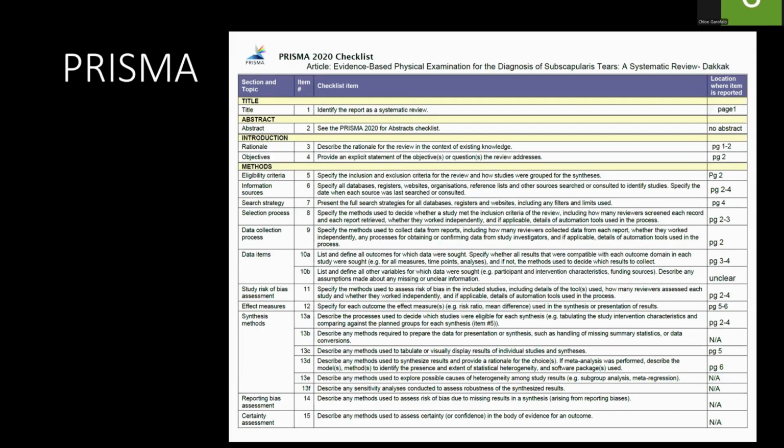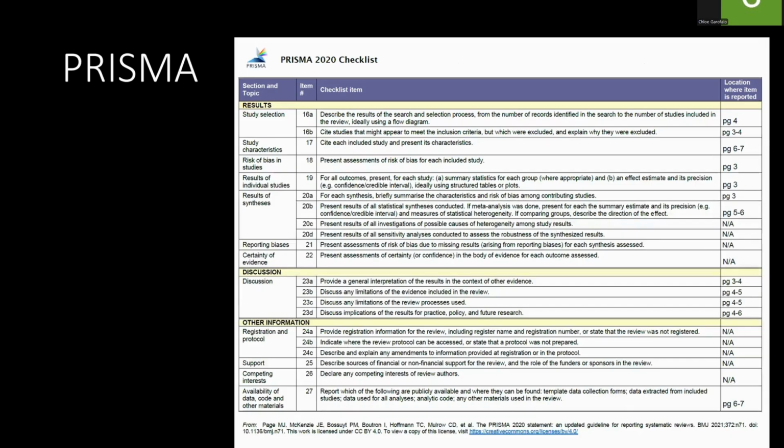Since this was a systematic review, we did do a PRISMA checklist. As we can see, there were some areas that were unclear. Defining all other variables for which data was sought was a little bit unclear. They didn't really describe any assumptions made or any missing or unclear information. And they also didn't really talk about registration information for the review.